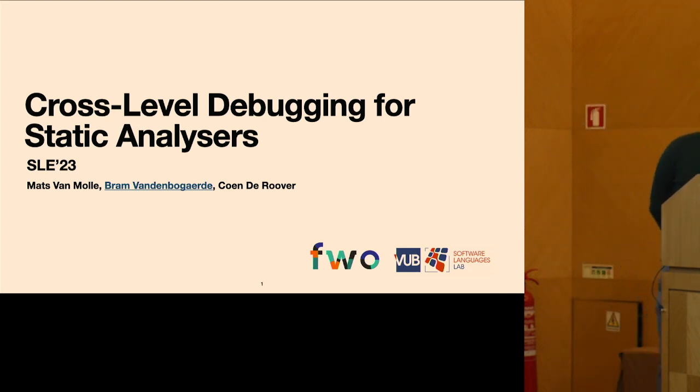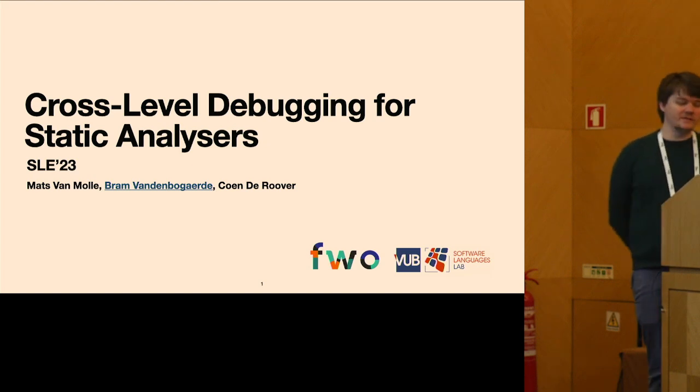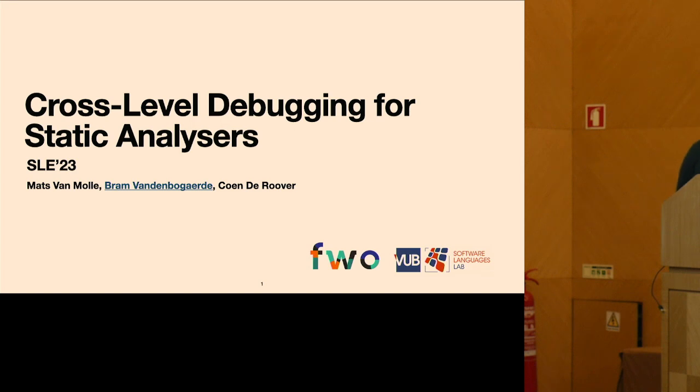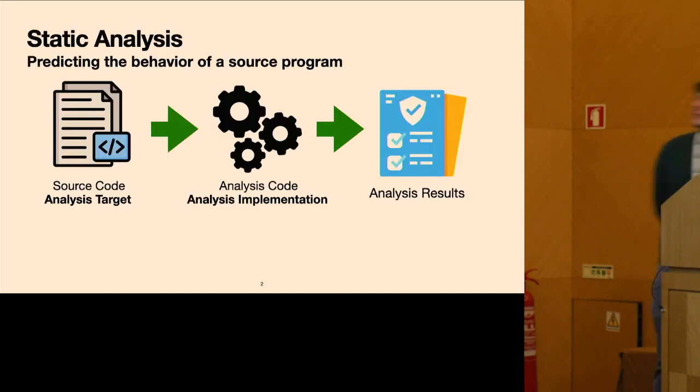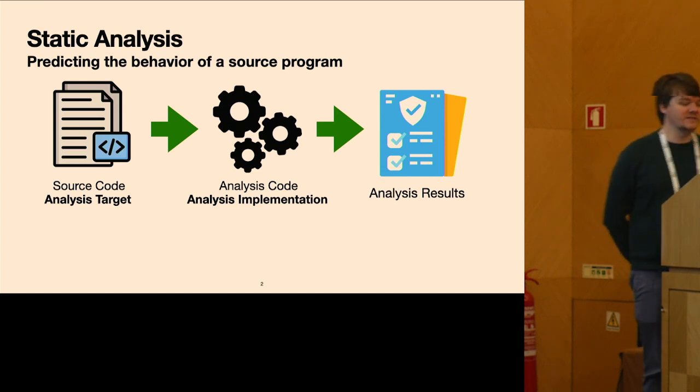Okay, thank you. So let me first start with talking a little bit about static analysis itself and why it is so difficult to develop debugging tools for. So some terminology: what does a static analysis do? Well, it takes some source code as an input, which we will call the analysis target. Then some analysis implementation will run some static analysis on this input, and in the end we will get an analysis result.